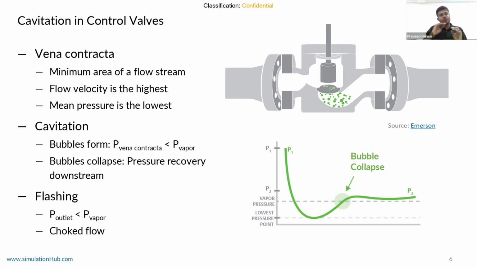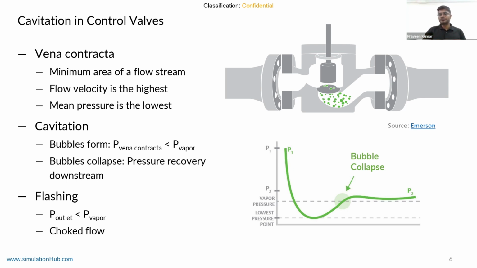Flashing happens when the outlet pressure does not recover once the bubble has formed and developed, and the outlet pressure remains lower than the vapor pressure. So this condition is flashing. It is somewhat related to choked flow also. Even if you increase the pressure drop, there won't be any further increase in the flow rate. That condition is choked flow.